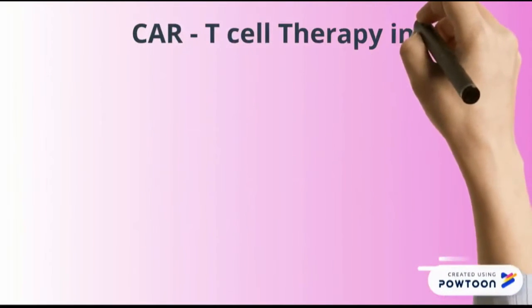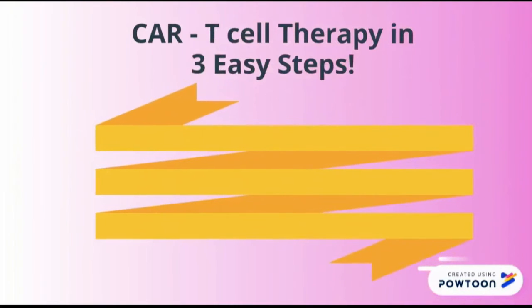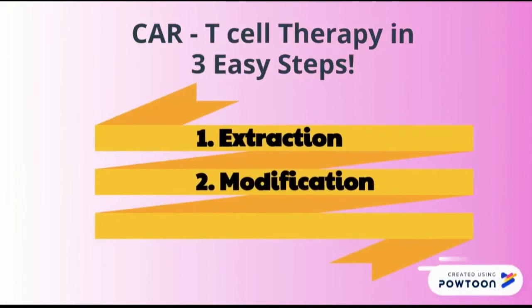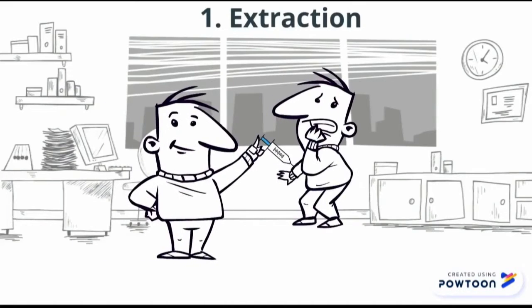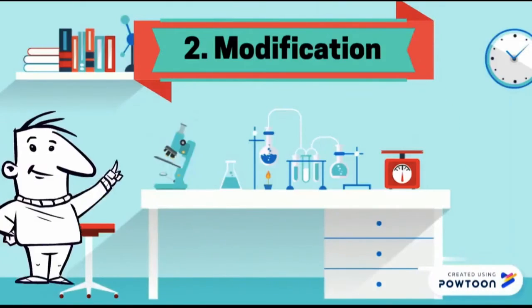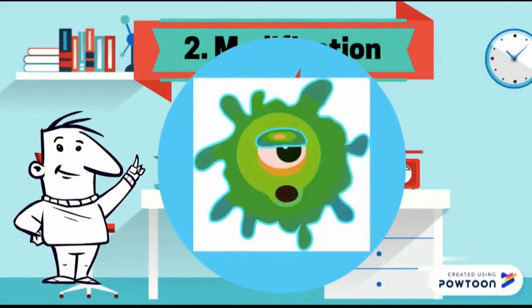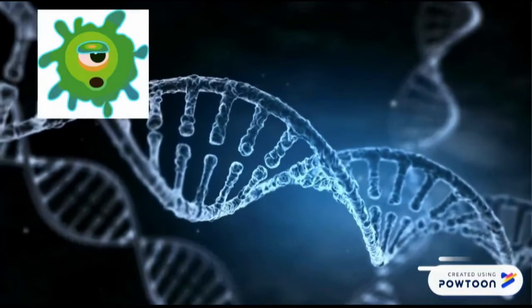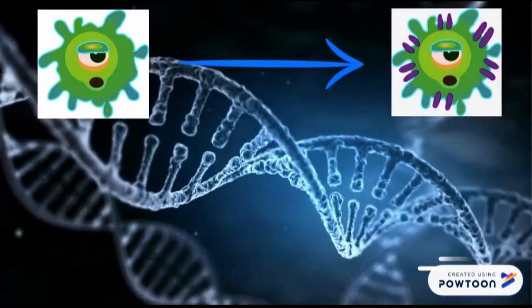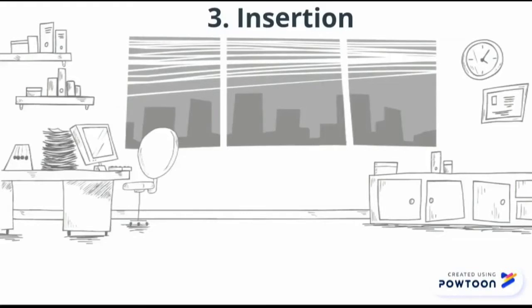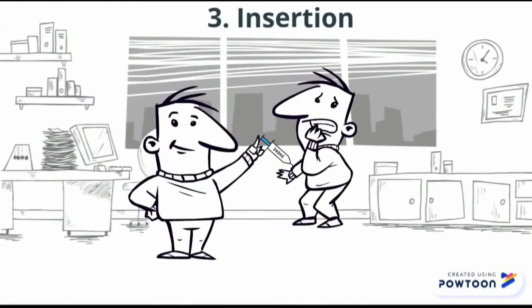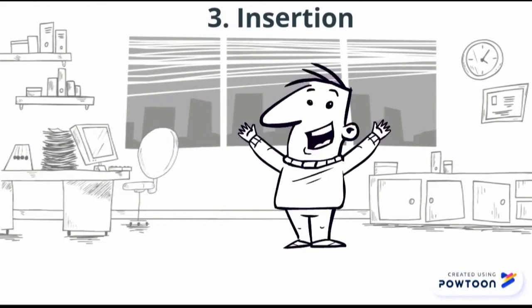CAR T cell therapy in 3 easy steps: 1. Extraction, 2. Modification, and 3. Insertion. During extraction, blood is taken from a patient using a needle. In the next step, T cells are isolated from the blood. Then, they are genetically modified to include the chimeric antigen receptor. Now they are duplicated and reinserted into the patient's blood. The new cells are now ready to recognize and fight cancer cells in the body.